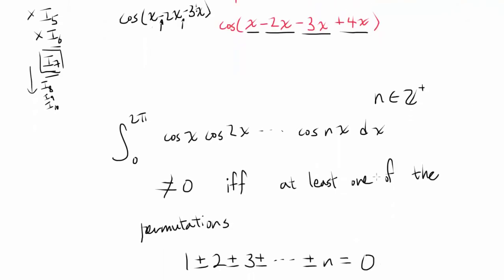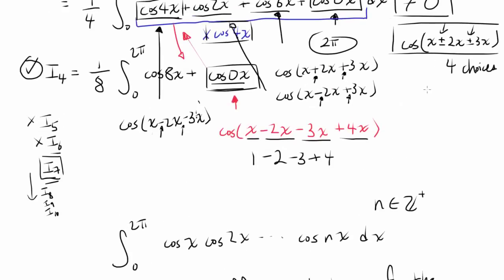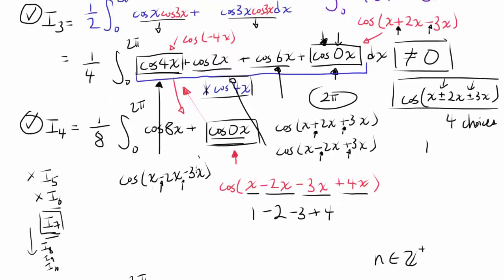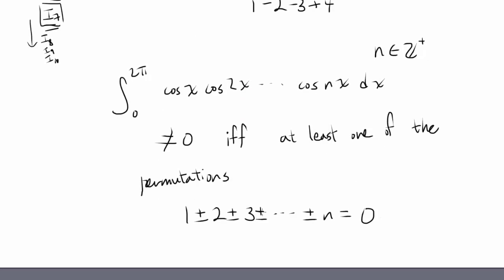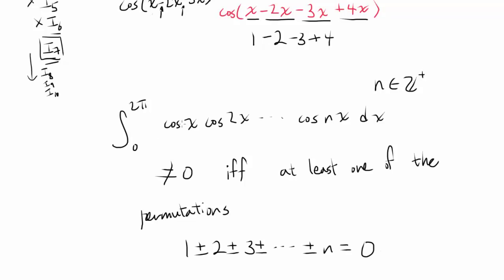So it seems like in this case, it was 1 minus 2 minus 3 plus 4. In the case above, you had to do 1 to get 0. We had to do 1 plus 2 minus 3. So it seems like if 1 plus or minus 2 plus or minus 3 all the way to plus or minus n evaluates to 0, we have this integral not being equal to 0.